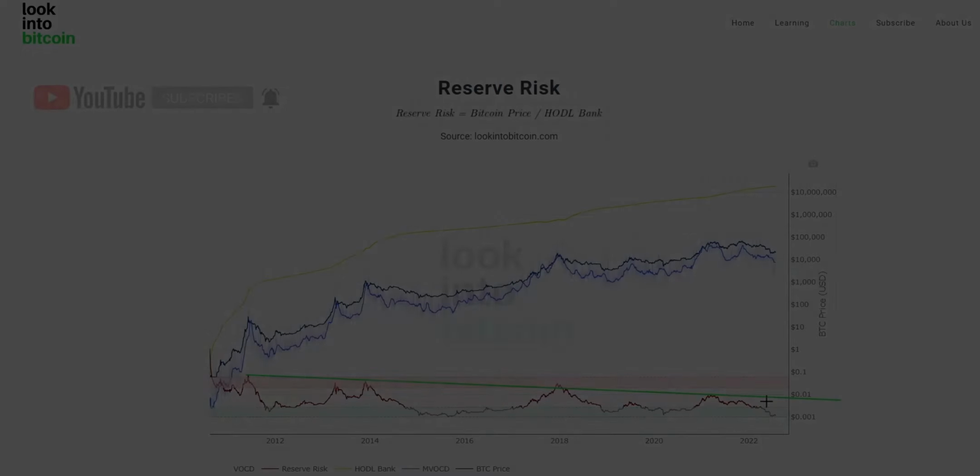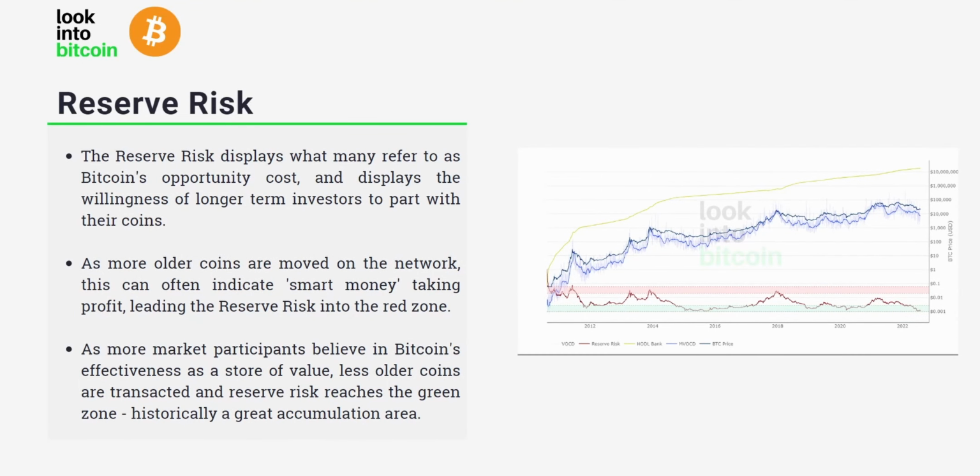So just to summarize, as the reserve risk is basically charting the willingness of longer term investors to part with their Bitcoin, the reserve risk ratio has often been defined as Bitcoin's opportunity cost. If you believe Bitcoin to be in a period where it is very much undervalued, it doesn't really make sense to be transferring to sell your Bitcoin. Those are times where you want to hold onto your Bitcoin for the upcoming cycle and potentially even accumulate more.